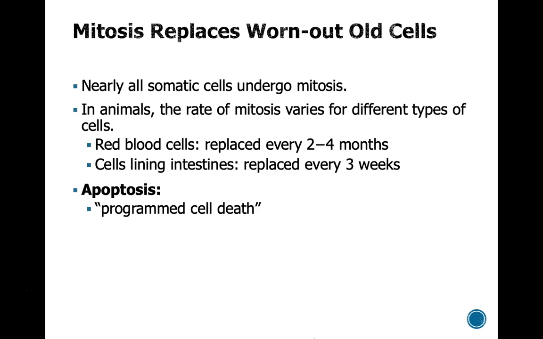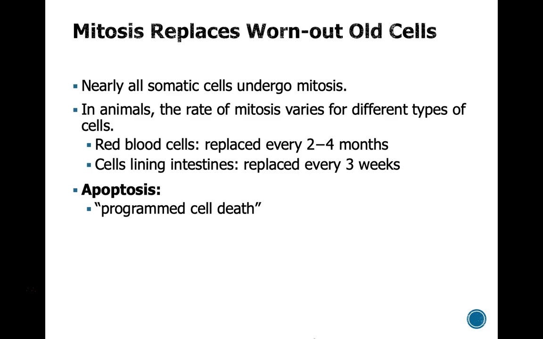Red blood cells, for example, are replaced every 2 to 4 months when they wear out. Skin cells are replaced every few days. The lining of our intestines is replaced every couple of weeks. I think I said 1 week in an early video, so go with 3 weeks.